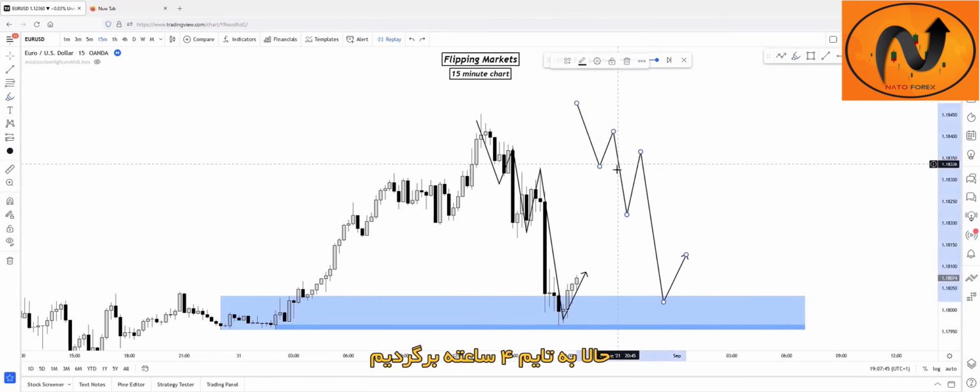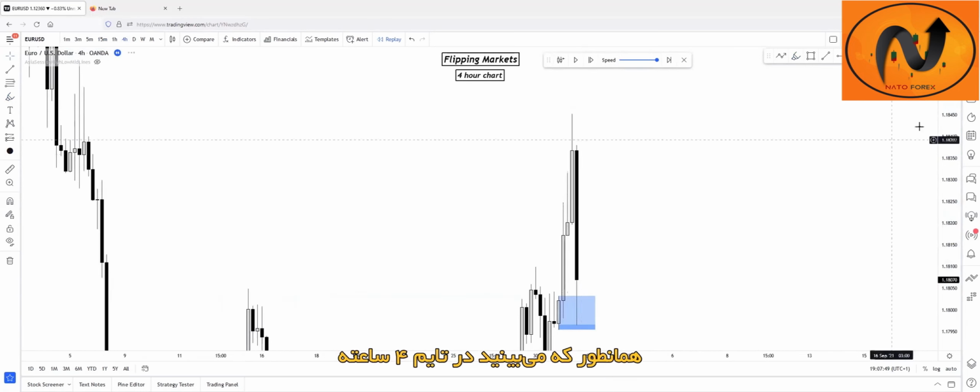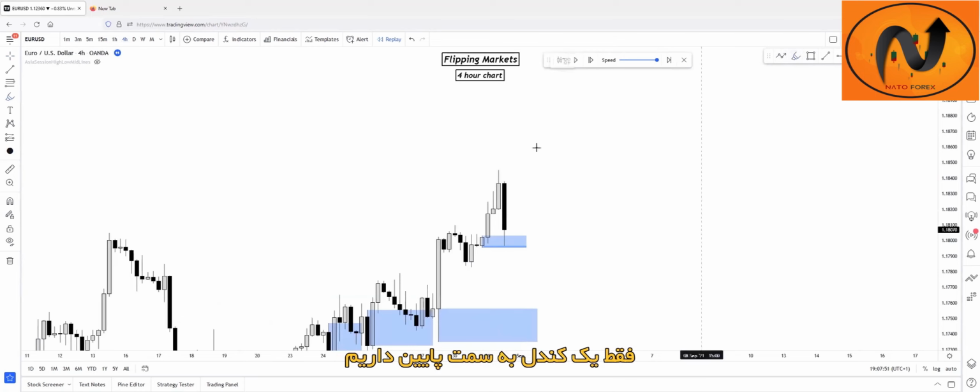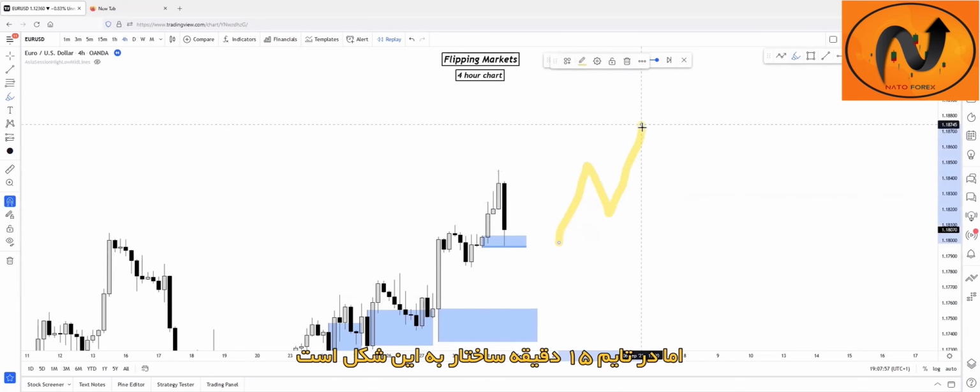I will switch back to the 4-hour, and I will show you how this looks. So as you can see on the 4-hour, it's just a simple one candle to the downside. And on the 4-hour, this is the structure. On the 50-minute, this is the structure.